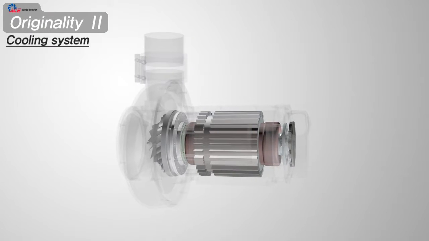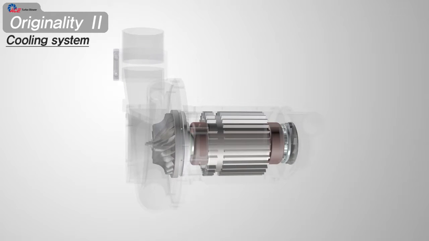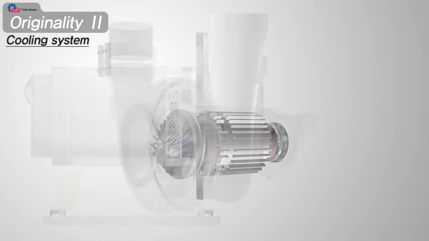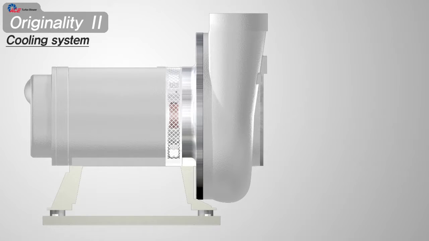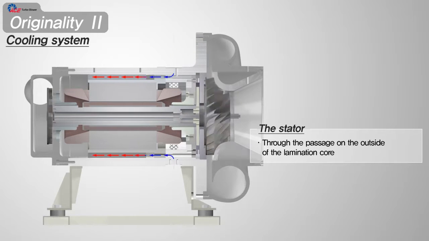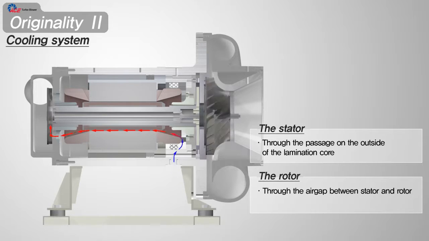The motor cooling system is the most important in the turbo blower because the high-speed motor has a small radiating surface for its heat source. Ace Turbo blower is cooling the stator and the rotor separately. The stator has the passage of the cooling air on the outside of the lamination core, and the cooling fan discharges the cooling air to the outside of the product. The rotor induces the cooling air through the air gap between stator and rotor using a cooling fan.